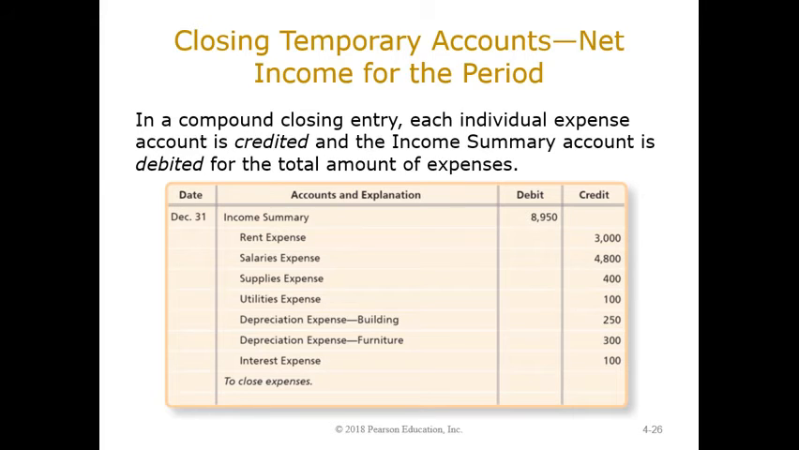In this case, we are utilizing several to close out all of our expense accounts at one time to our income summary account. So you can see here that we are debiting income summary for $8,950, and we are crediting our expense accounts for the totals that were in those accounts. If we were to add up all of the amounts in the expense accounts, it would equal that amount that we have debited the income summary account.